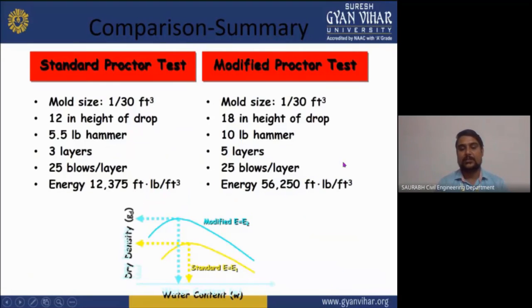Now we will see the comparison summary of the standard Proctor test and the modified Proctor test. Mold size is 1/30 cubic feet in both. The height of drop is 12 inches in standard, and in modified there is a greater height of drop, which is 18 inches. The hammer is 5.5 lb, and the weight of the hammer is also more in the modified Proctor test. There are 3 layers in the standard Proctor test and 5 layers in modified. This is the difference which is very important to know between the standard Proctor test and the modified Proctor test.